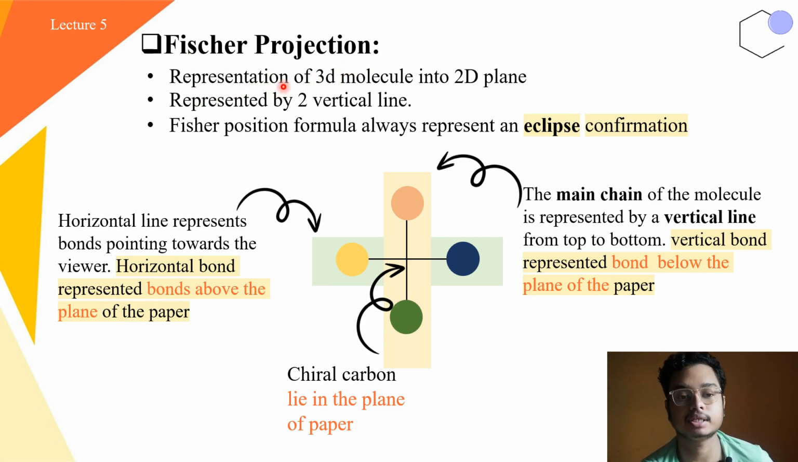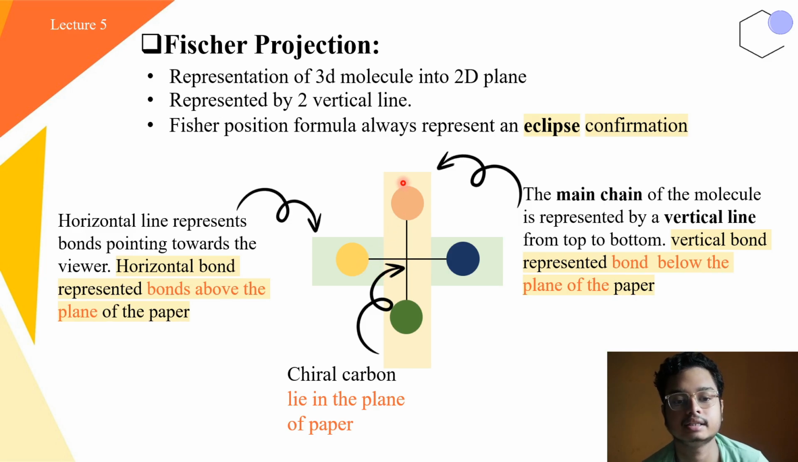Fischer projection is a representation of a 3D molecule in a 2D plane, and it is represented by two lines that are perpendicular to each other. Okay, and Fischer projection will always represent the eclipsed configuration, that is not important. So in our one chiral center the Fischer projection can be shown something like this, where this particular intersection shows the chiral carbon which is in the plane of paper.